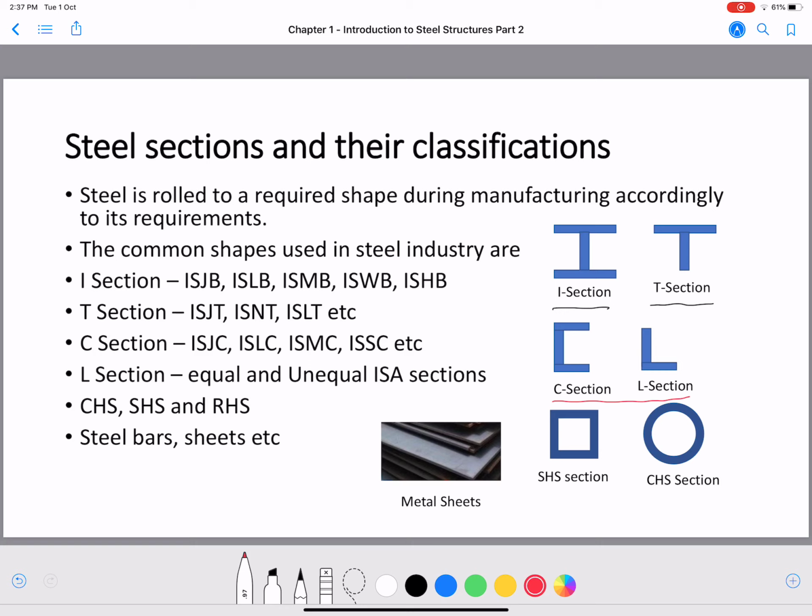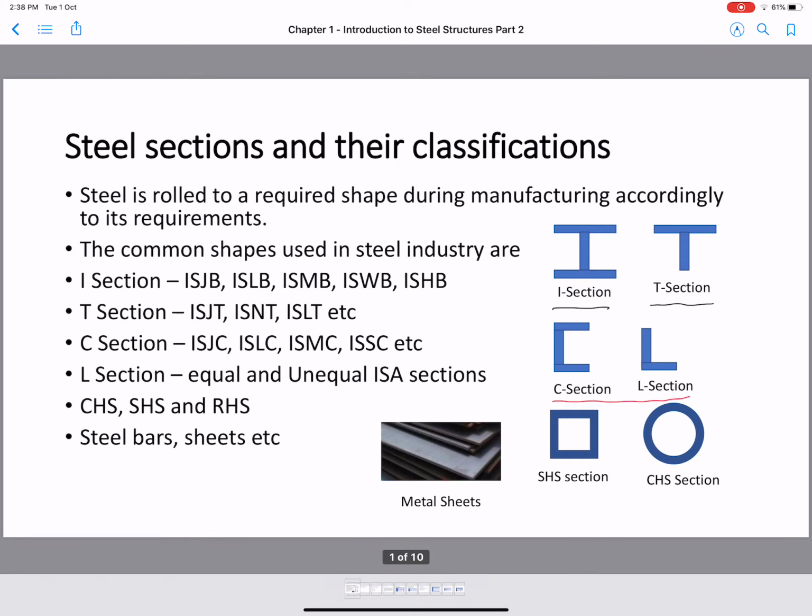Circular hollow sections and square hollow sections are normally used where the movements are in multiple directions for that particular member. That means the member is subjected to forces in both directions, like seismic forces or wind forces. In those conditions, we normally use these hollow circular, hollow square, or rectangular sections. And steel bars and sheets, we know, are used in many places depending upon the requirements.